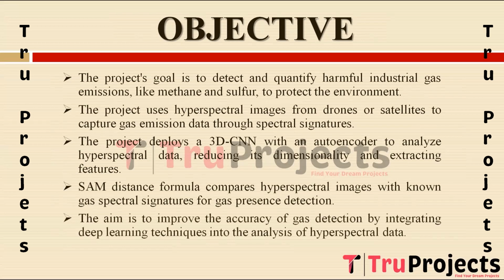The project's overarching goal is to enhance the accuracy of gas detection. It achieves this by integrating deep learning techniques such as the 3D CNN and the autoencoder into the analysis of hyperspectral data. These advanced techniques improve the project's ability to identify and quantify harmful gas emissions, contributing to environmental protection.